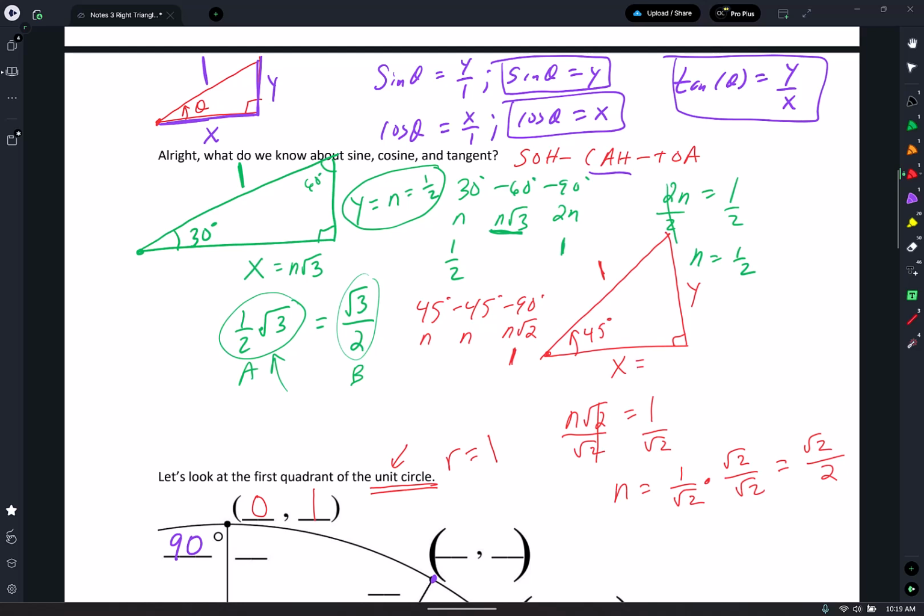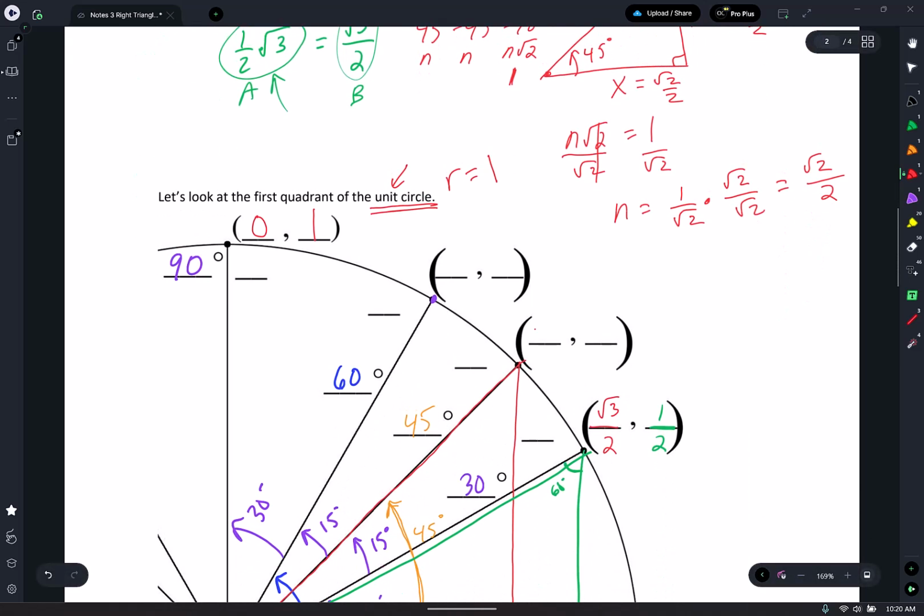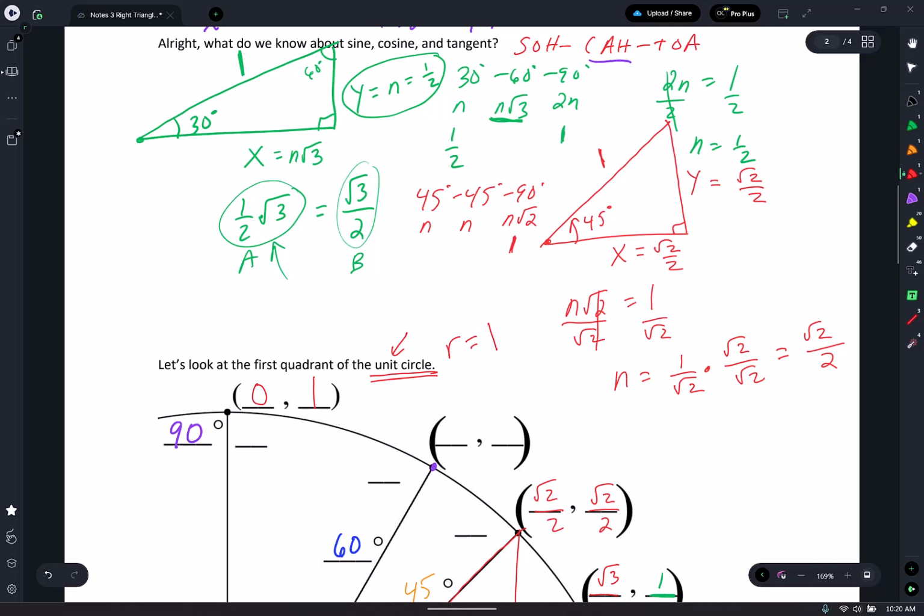So that means the x is square root of 2 over 2, and so is the y, because they're the same length. It says n and n. So I come over here and I write square root of 2 over 2, square root of 2 over 2. Are we still okay, guys? Okay. Yes. How do you know? Can I see your work? Like, how do we know that n square root of 2 is 1? My hypotenuse is 1. My hypotenuse is always whatever the 90 degrees is at.